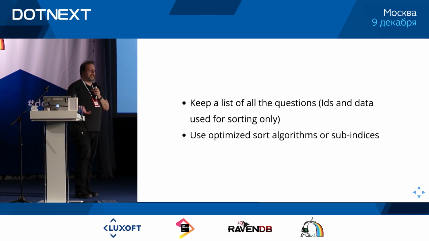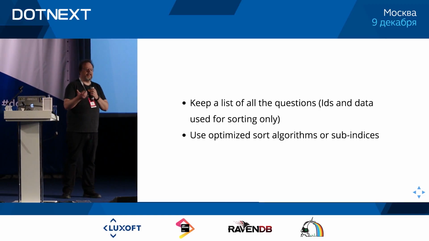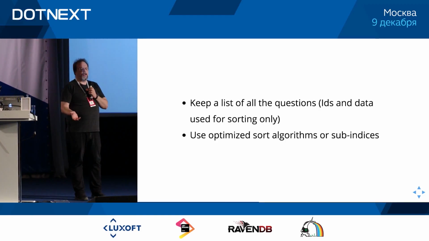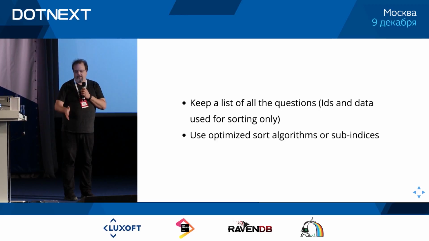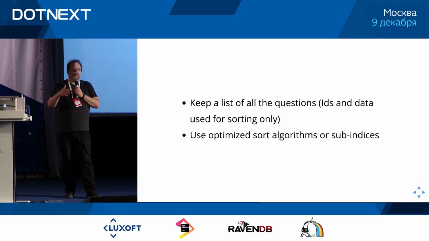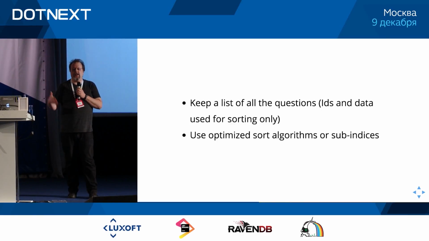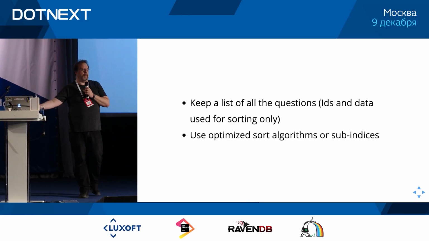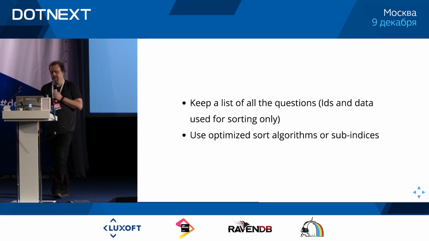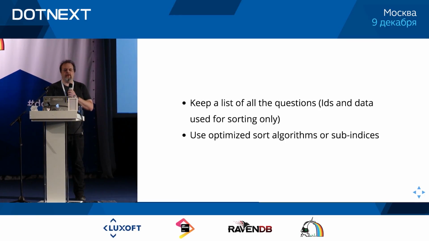And then use sub-indices, right? Sorting is generally too slow. So if you want to have 5 different sorts in which you can return the C sharp questions, you are going to have 5 indices all sorted in different ways. So it's a lot of memory. We are trading off a lot of memory to get a lot of speed.